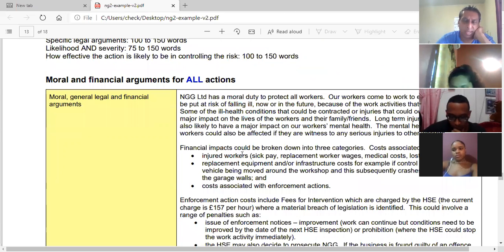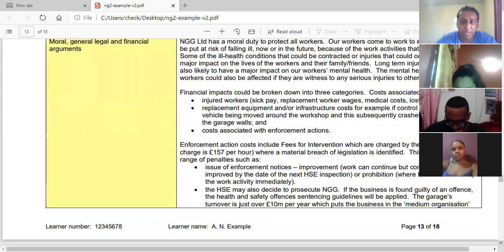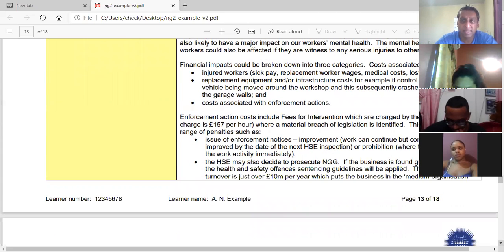In other words, like injured worker, sick pay, replacement worker wages, medical costs, lost working time. To me, that should have been tied in to what they were talking about, right? Costs associated with enforcement actions. They should have been tied in, I think, to maybe if they did purchase whatever they had said to do, that would have avoided those actions. Anyway, that's the idea there. See if you're okay with that.